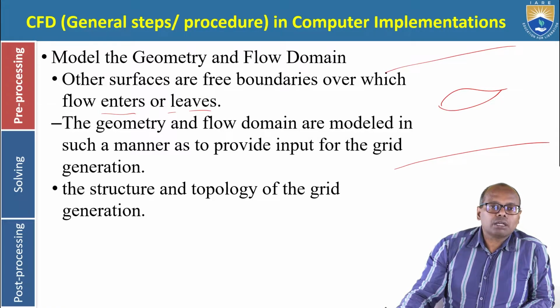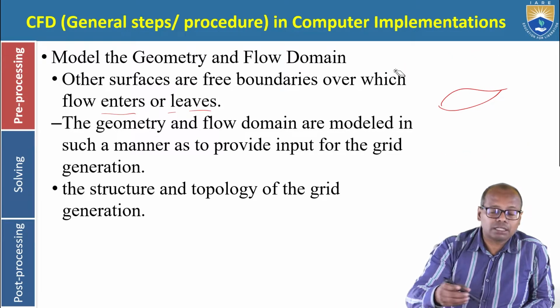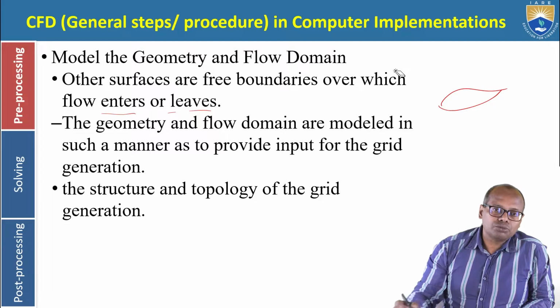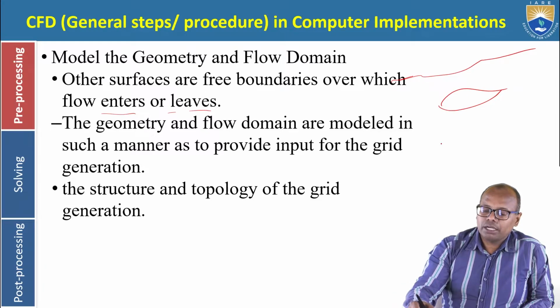Suppose we are doing some cascade analysis. What is meant by cascade? A series of aerofoil blades are there, and in between those aerofoils the flow is happening. So what we will do then is mimic the surface like this, and mimic that surface here, and we'll make the domain like this.